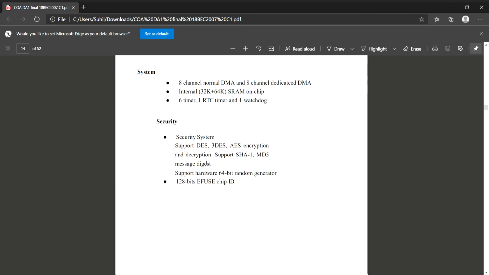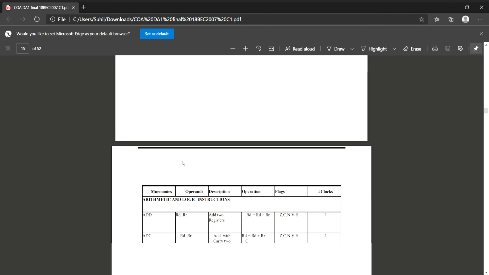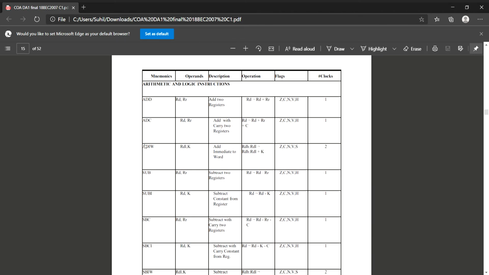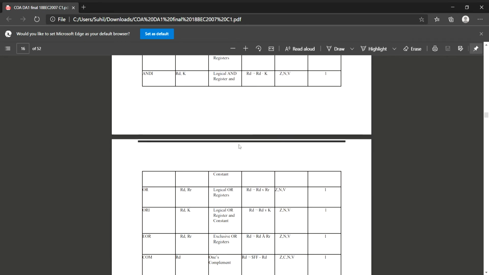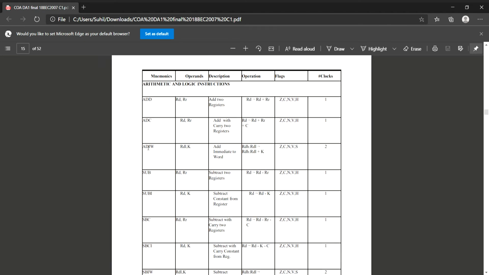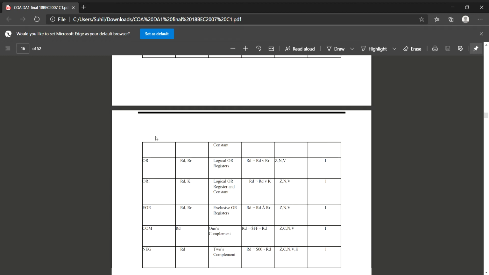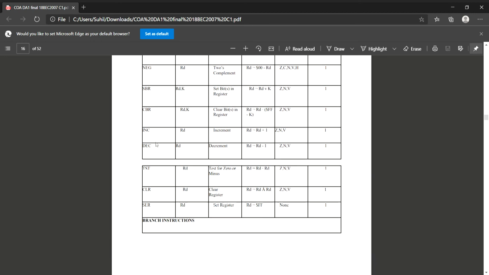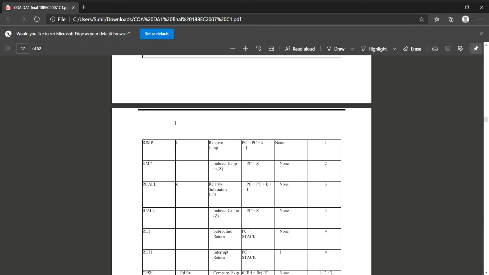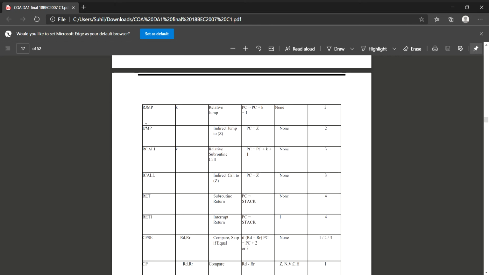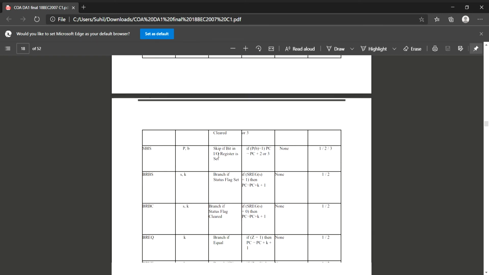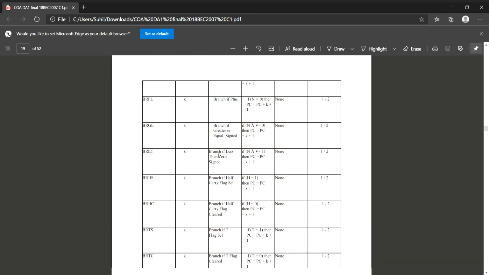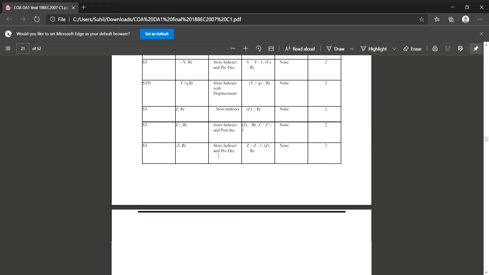Next, security: it supports DES, 3DES, and AES encryption, 128 bits. This is shown in the block diagram. The instruction set is shown in the block diagram, with registers used to add, subtract, and decrement operators, and branch instructions. The branch instructions like RJMP, LJMP, or CALL, LCALL are all used in the Apple microprocessor.